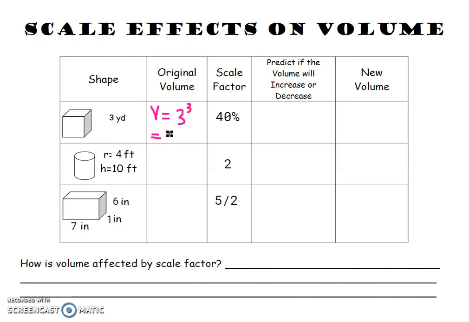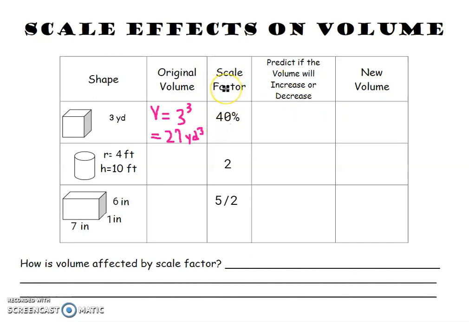3 times 3 is 9, 9 times 3 is 27. So we get 27 yards cubed. Remember, our units are cubed because our volume is cubic. That's going to play into effect later.